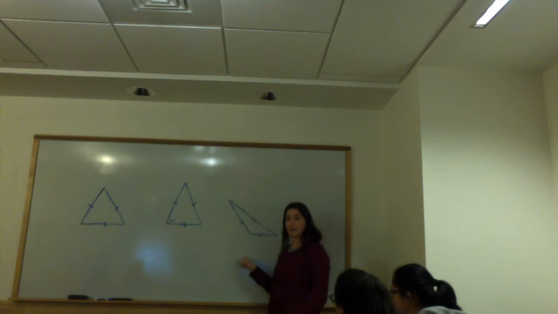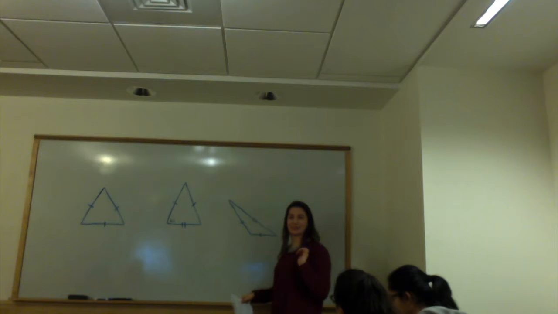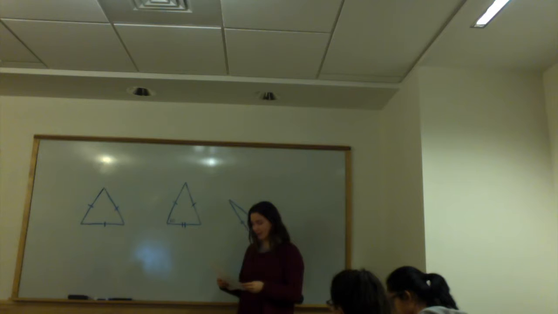I'll sing it once so you guys can get the tune. What triangle has all equal sides and all equal angles? Equilateral. What triangles have two equal sides as well as angles? Isosceles. And then there is the scalene. No sides or angles are the same. Remember, for our triangles, their angles add to 180.